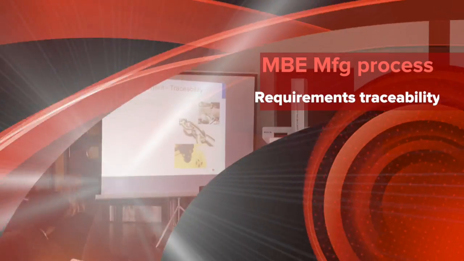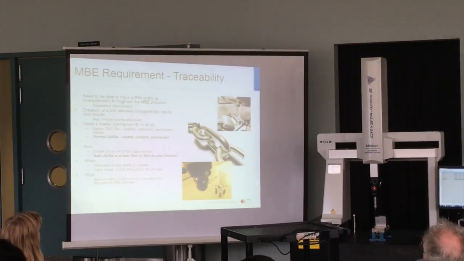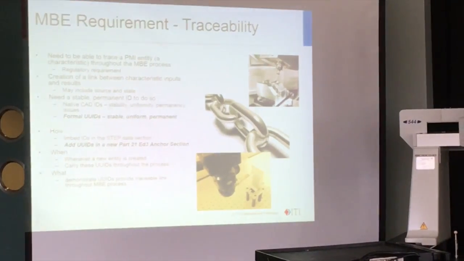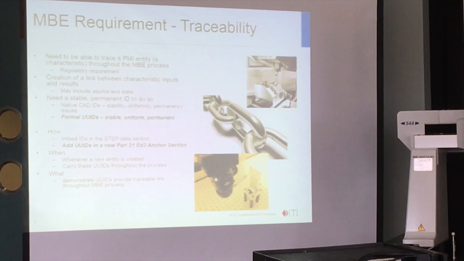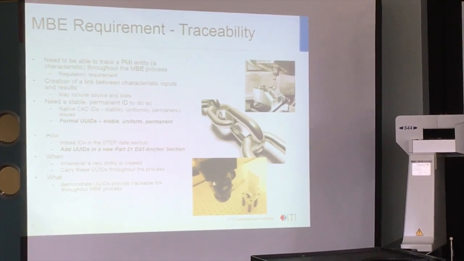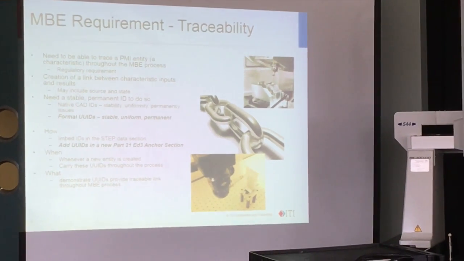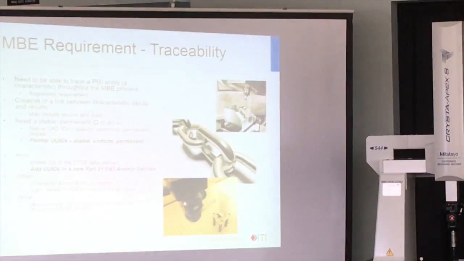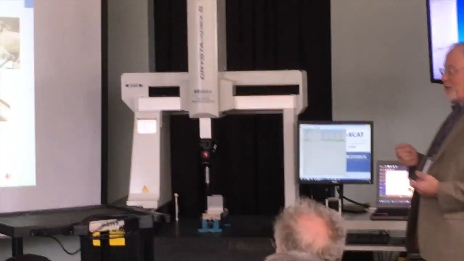One significant requirement for this is the notion that we need traceability. We need the ability to trace PMI entities, a characteristic, if you will, through the MBE process. This is a regulatory requirement. We need to be able to create a link between the characteristics that are input and the results data that are output. And we need to have a stable, permanent ID in order to do it.